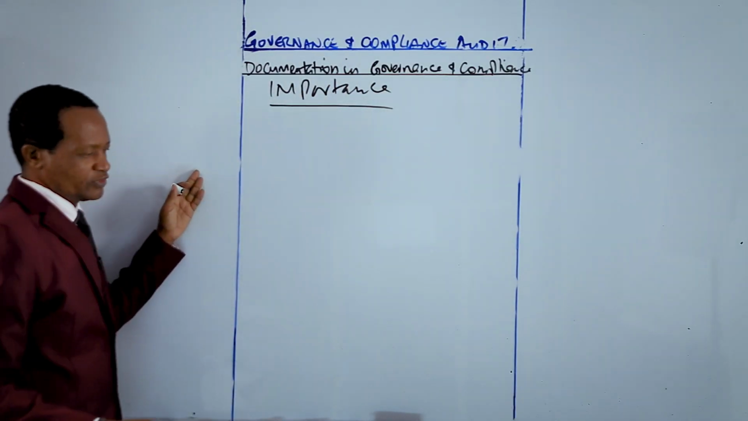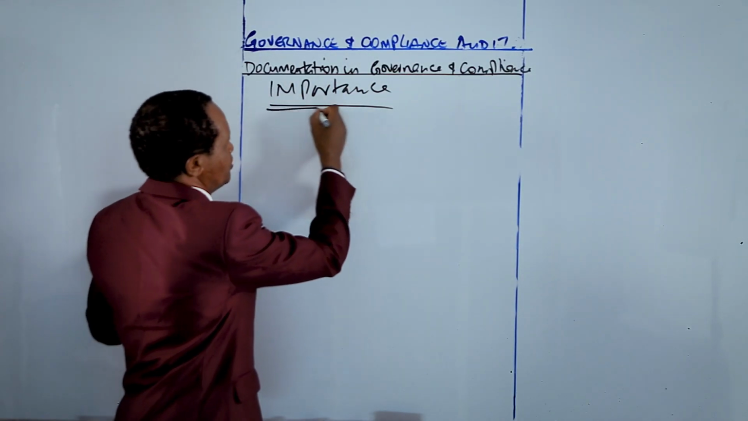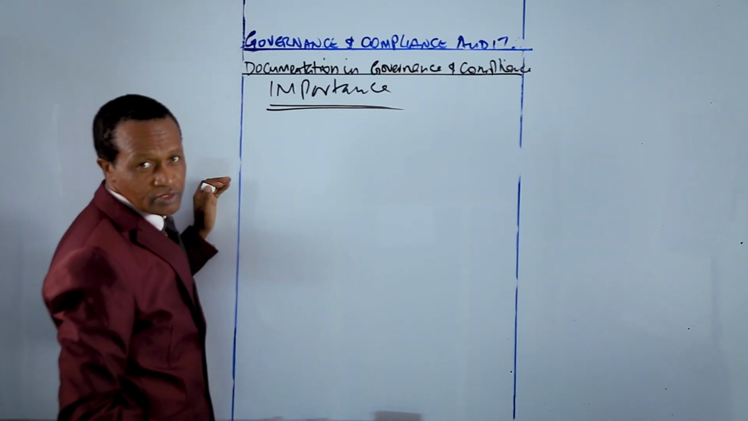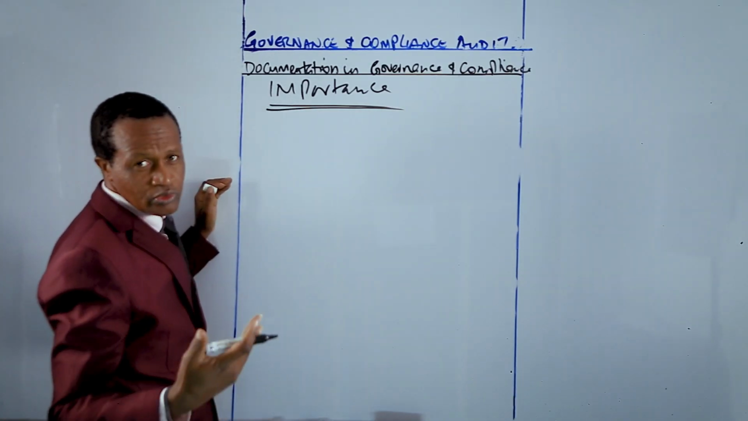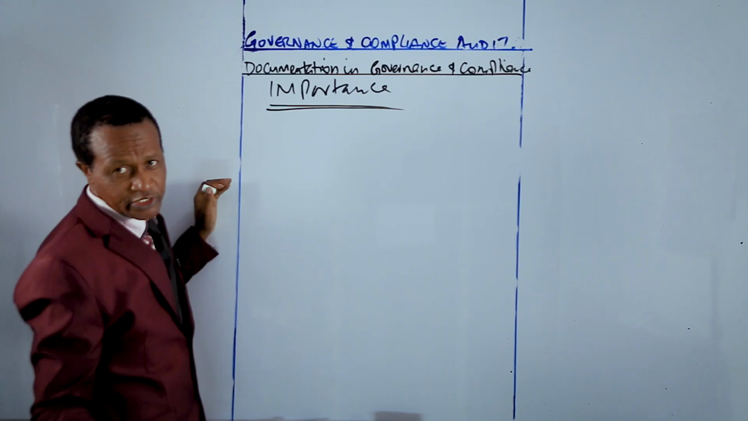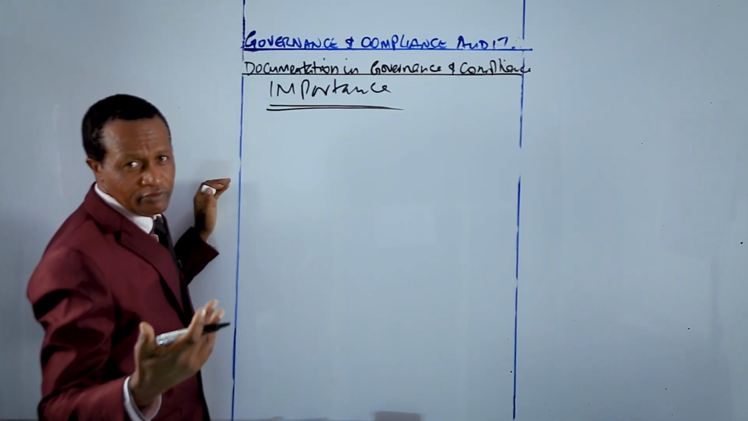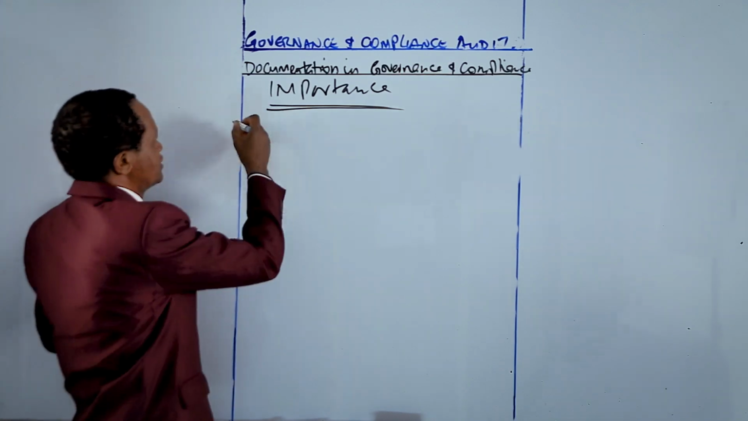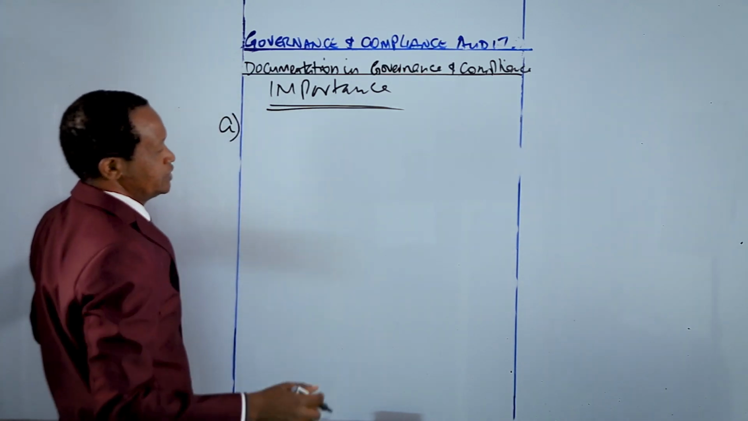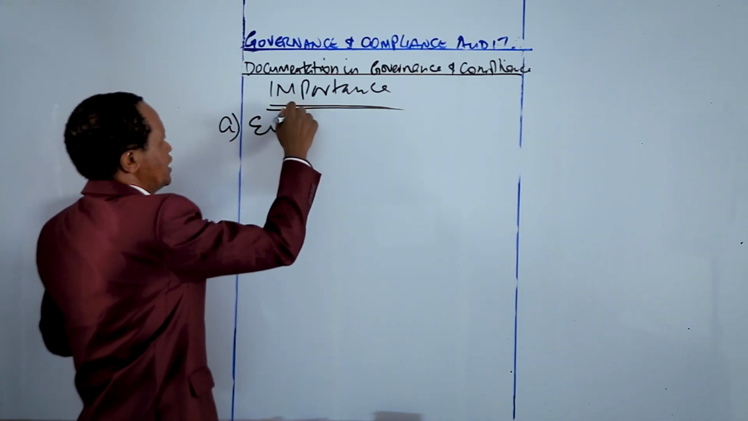Why is it important for the auditor to have proper documentation? What is the role and importance of documentation? We've seen that documentation is critical for various reasons. The first role is evidence of compliance.